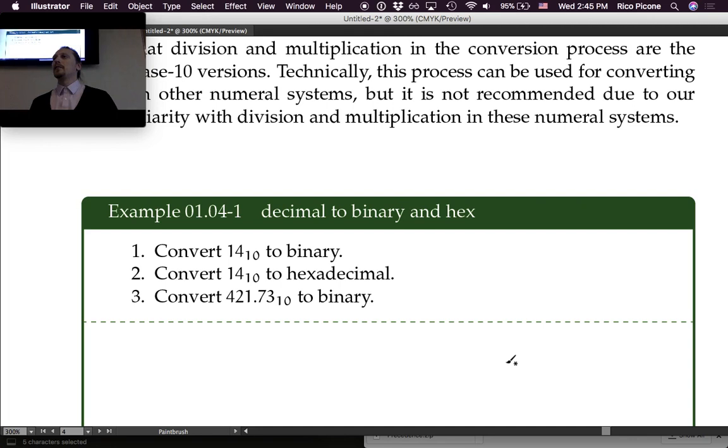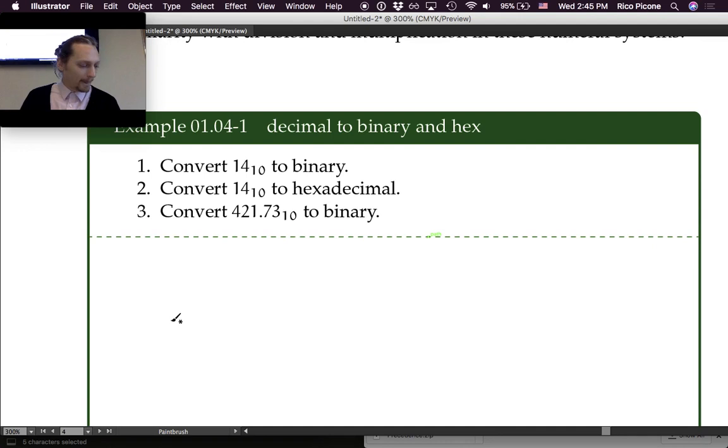Okay, and I warn you, this one has got a lot of steps, and it's not even that it's hard. It's just repetitive. You just have to keep going and going. It's like long division. Like you're writing all down the page. I mean, it's essentially the same. So, for one, converting 14 base 10 to binary. So the following table shows the division. So let's draw a table.